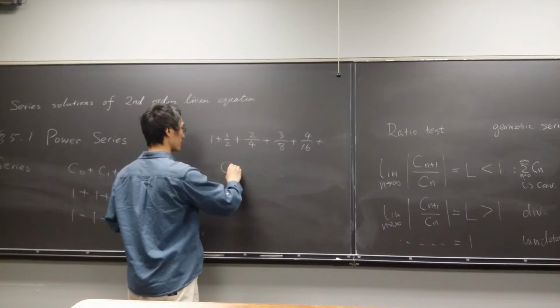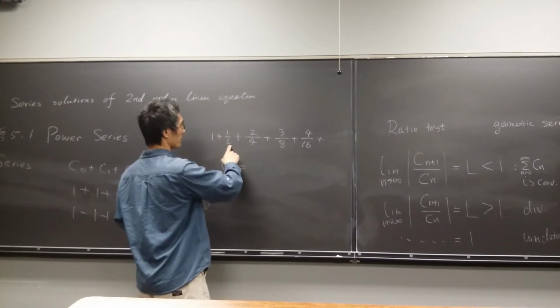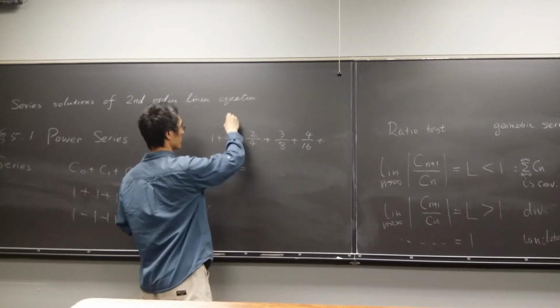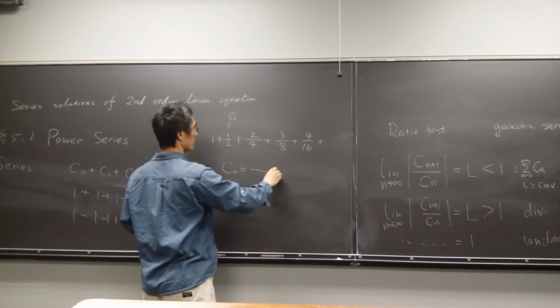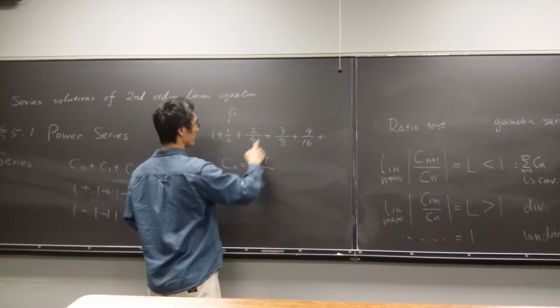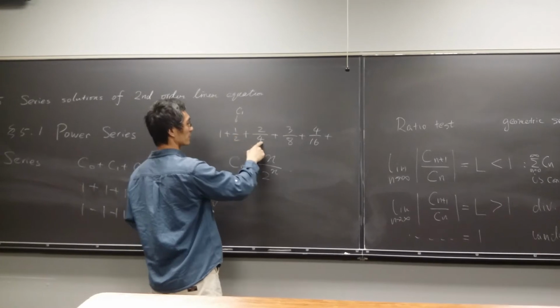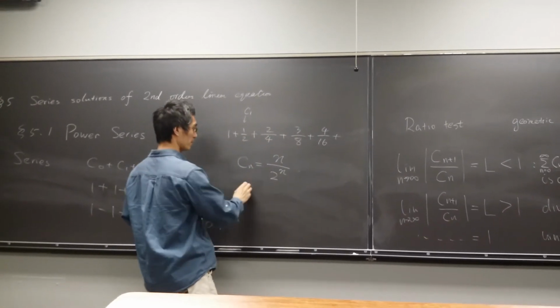Why? Because we can write down what is Cn first. So what is Cn? Well, if we call this C1, then we can see the numerator is just this n, right? This is C1, this is C2, this is C3. And the denominator is 2 to the nth power. So this is 2 to the first, 2 to the second, etc. So let's find out the ratio.